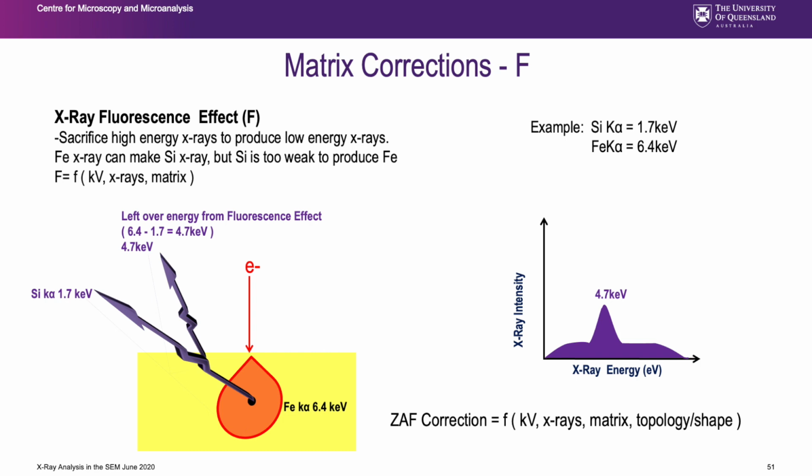This was first noticed with stainless steels. Iron, chrome, nickel are all very close to each other in the periodic table, and they tended to stimulate each other in certain concentrations. So again, we can calculate all that. And that's called the matrix correction. I'm not going to take you into the mathematics of a ZAF correction, but basically all ZAF corrections are a function of the accelerating voltage, the X-rays we're measuring, the material, and the shape of the specimen.